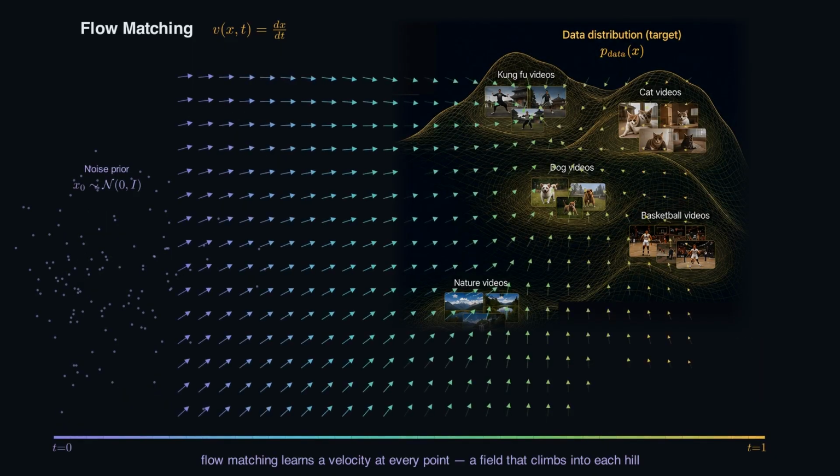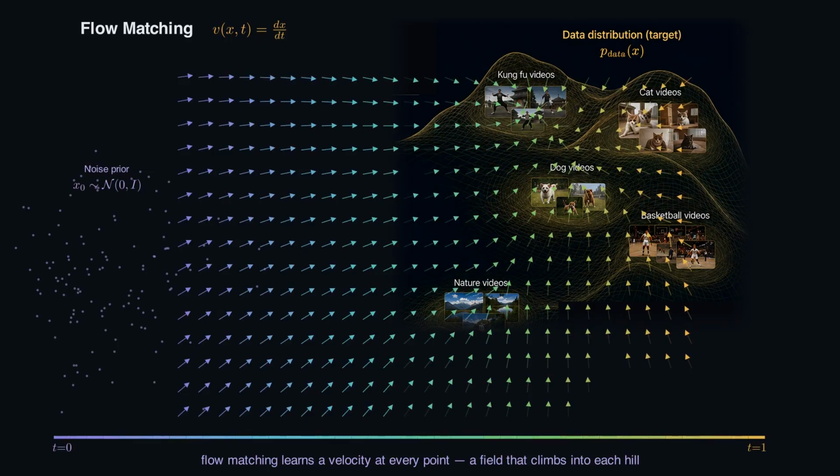It learns a velocity at every point, a whole field of little arrows, branching and climbing toward each cluster of real videos. Drop a seed of noise and simply follow that field. The sample rides the arrows, and noise becomes a real video. Here, a kung fu clip. One field, learned once, follow it and noise turns into video.